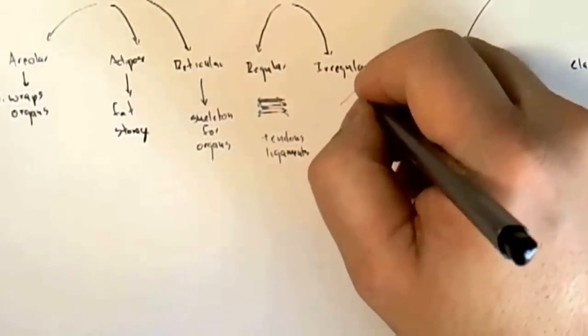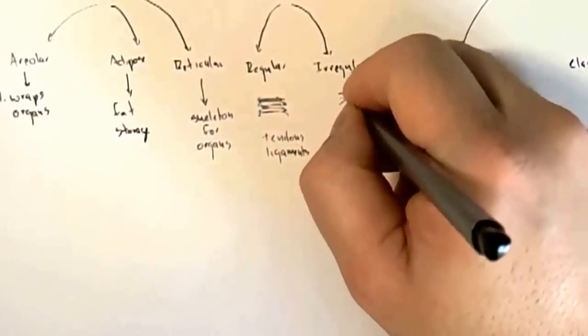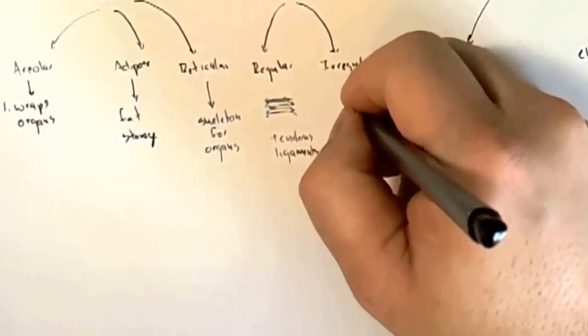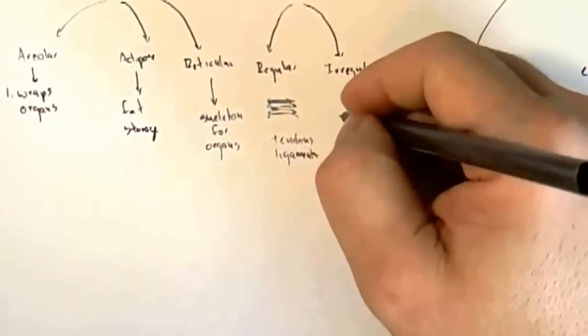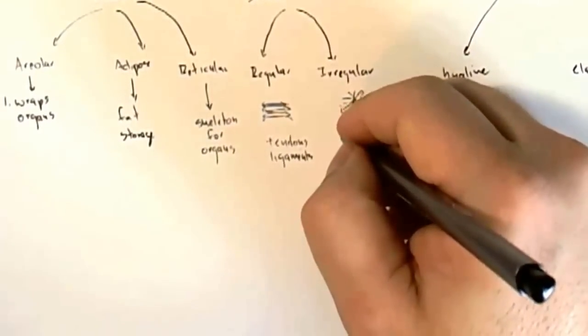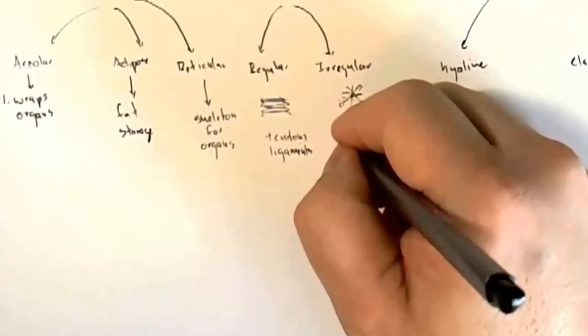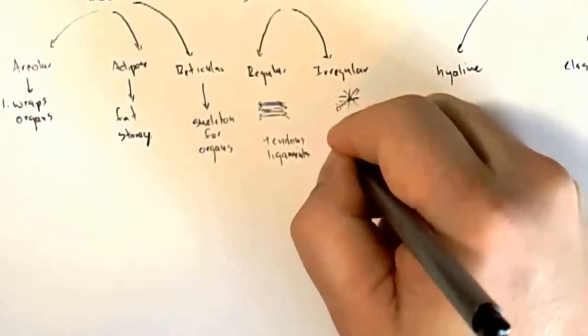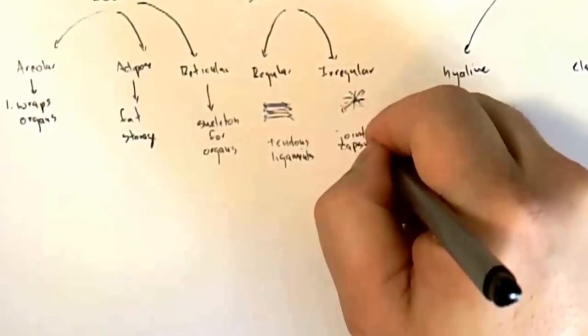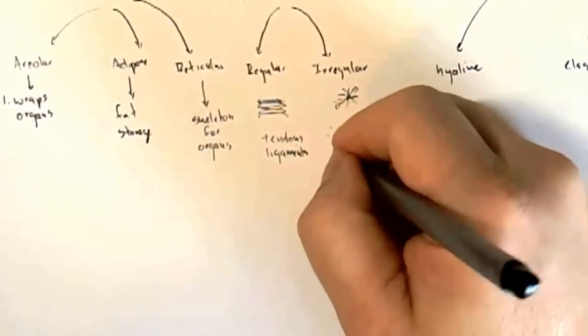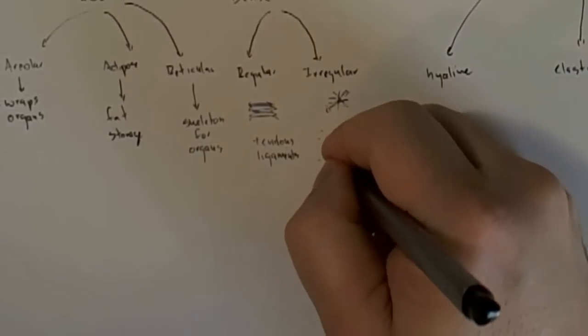Irregular, when you look at it really close, and I'll show some slides, it looks like the fibers are kind of going in all directions. And the way that you see this is when you want kind of large coverings, like over joint capsules. So there's coverings over your joints. And then also you'll see this under the skin, so the dermis.